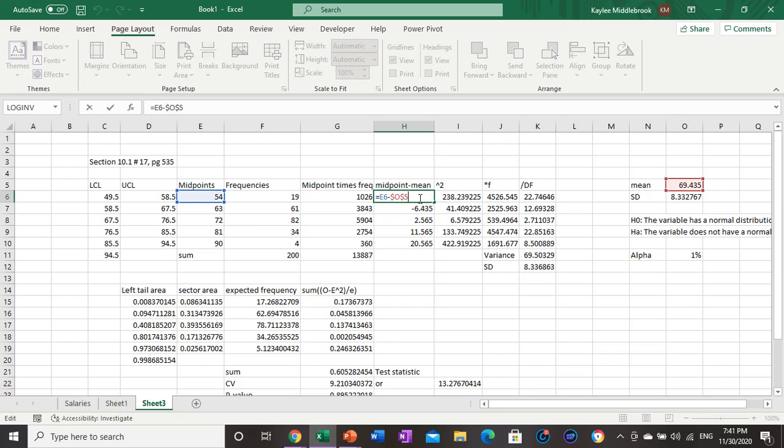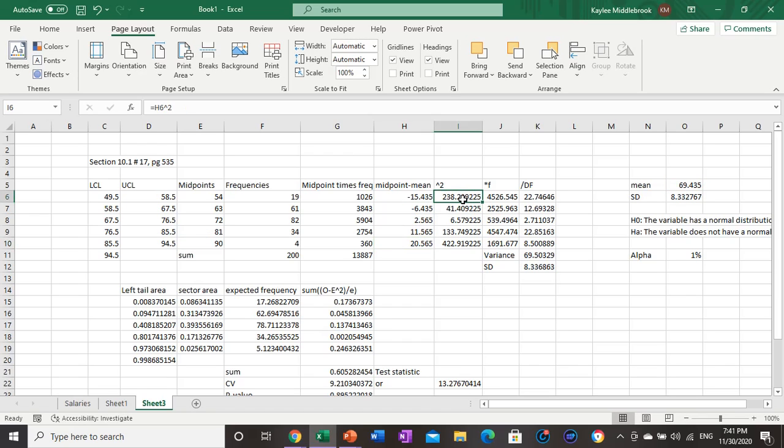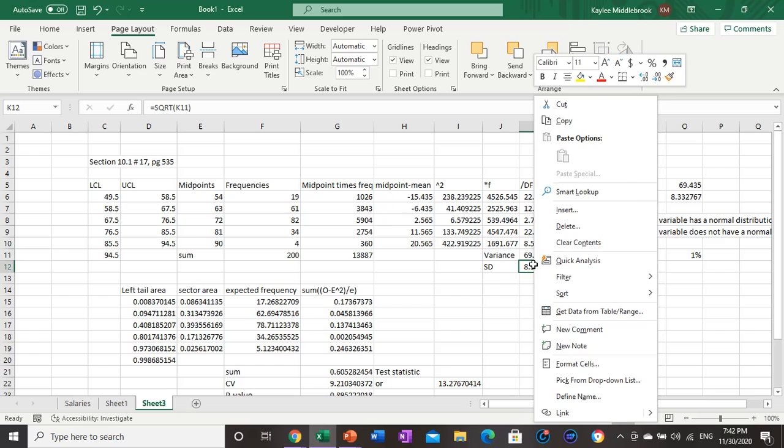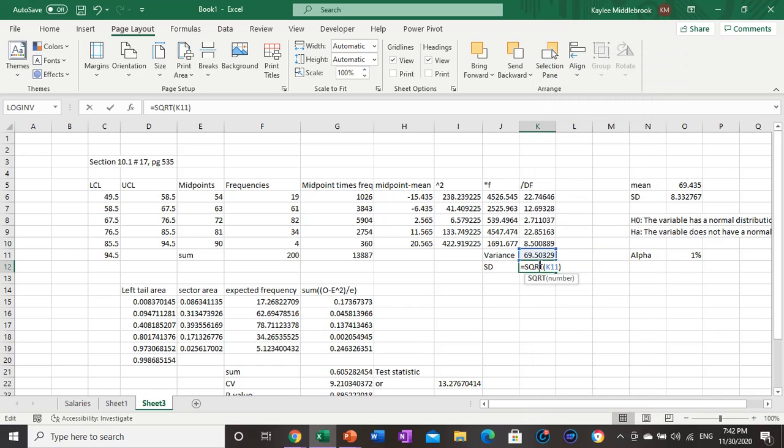So the first thing you're going to do is your midpoint minus your mean. I made the mean a permanent cell reference, so when I dragged and dropped, it didn't move anywhere, so you can see there. The next thing I did was I squared each of those values, multiplied each of the values by their respective frequencies, and then I divided by the degrees of freedom. Then when you sum that, you get your variance, which will turn out to be 69.5, and then square root that number to get your standard deviation. Right there.